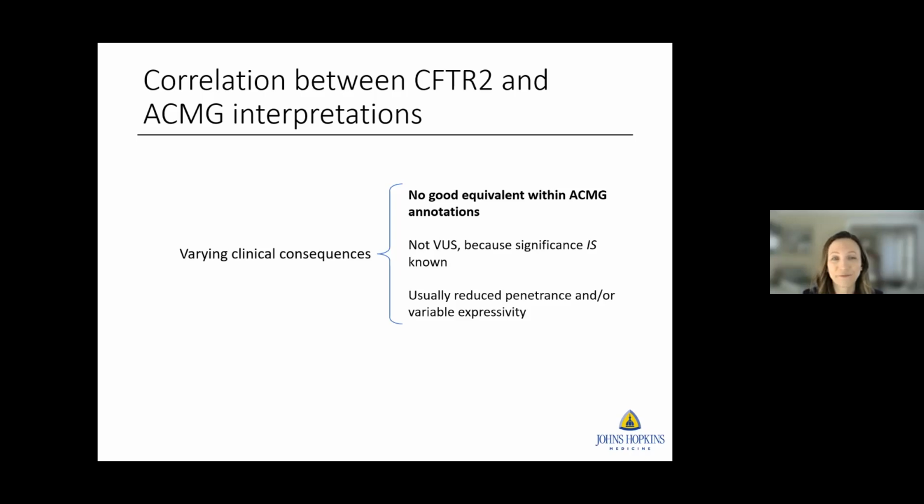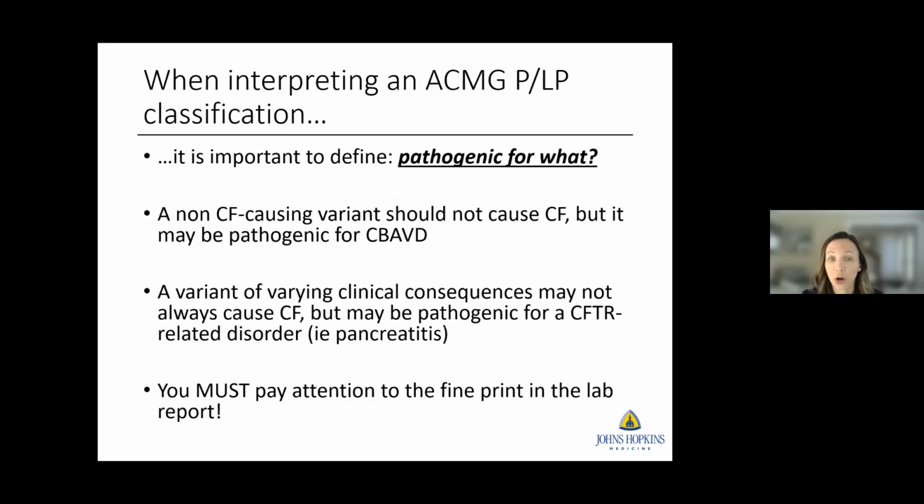and that's okay. I do want to give a word of caution, though, that when you get a lab report from a lab that has looked at CFTR and they report that something is pathogenic or likely pathogenic, it's really important to define pathogenic for what. So a non-CF causing variant may not cause CF, but it may be pathogenic for congenital bilateral absence of the vas deferens. Or a variant of varying clinical consequences may not always cause CF, but it may be pathogenic for a CFTR-related disorder like pancreatitis.